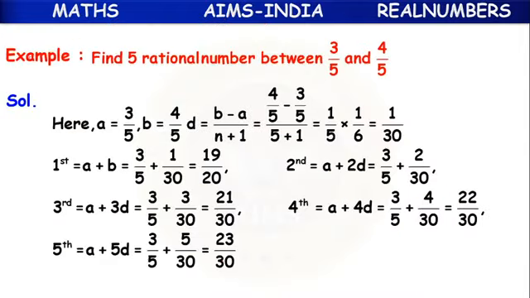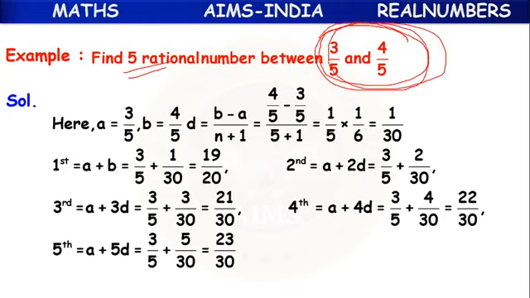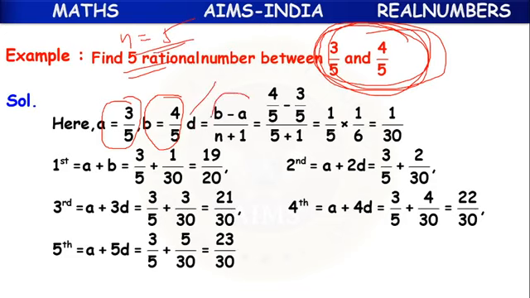Now, let's see one example based on this method. Insert 5 rational numbers between these two given rational numbers. So let's take the first one as A, the second one as B. We have to find 5 rational numbers. N value will be 5. So what is the value of D, children? How to find it? With the formula (B minus A) by (n plus 1). Why are we taking B minus A? Because in the question, the condition A less than B is there.